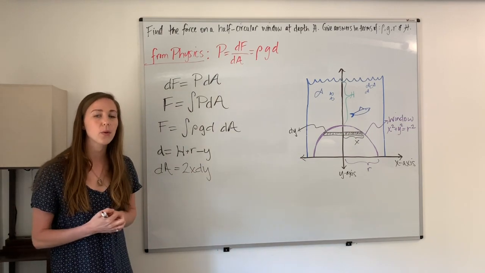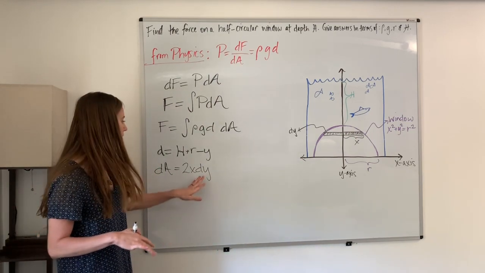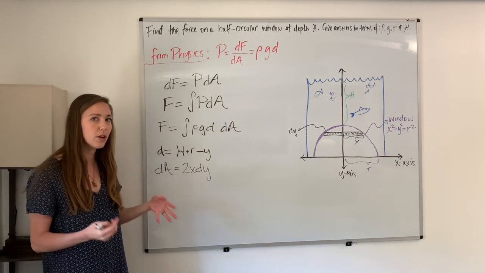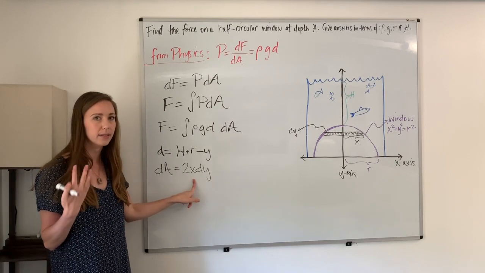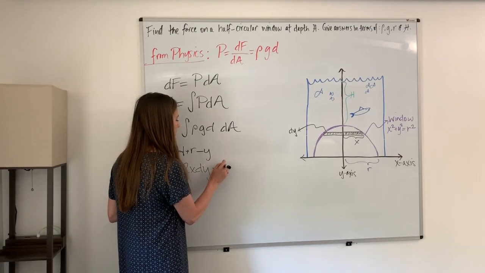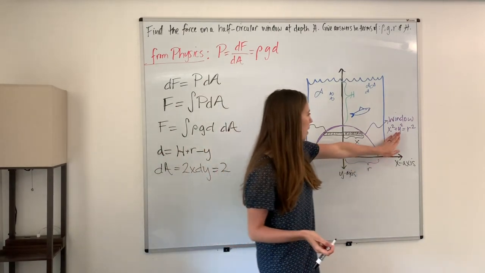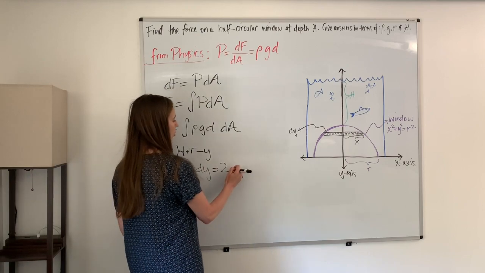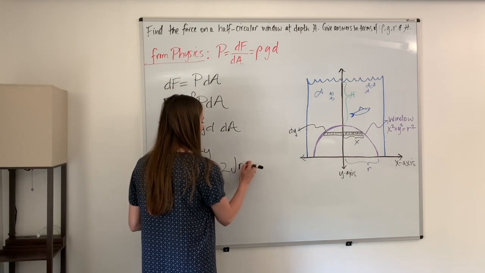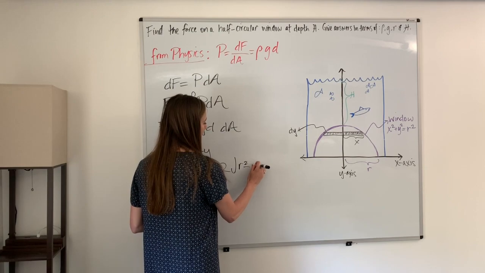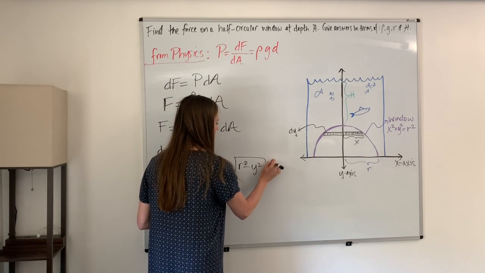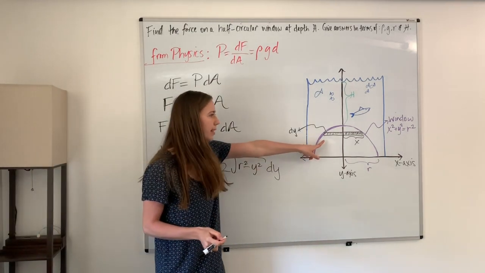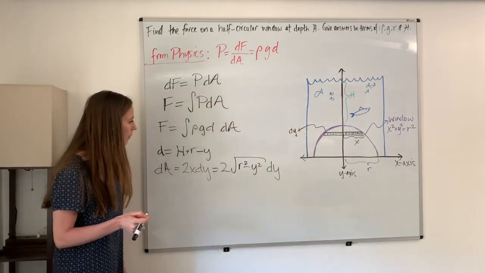But like I said, here we're going to integrate with respect to y. So when we set up this integral, we want everything to be in terms of y. So I need to represent x in terms of y. To do that, I'm just going to use my equation for a circle here and solve for x. And so I will get 2 times the square root of r squared minus y squared dy. And so that's what my dA is. That's the area of this tiny, tiny rectangle here.